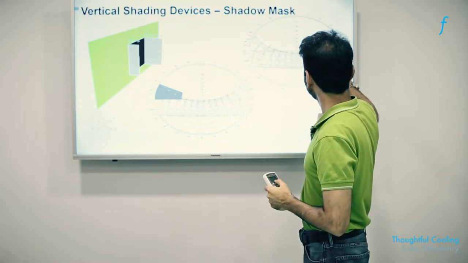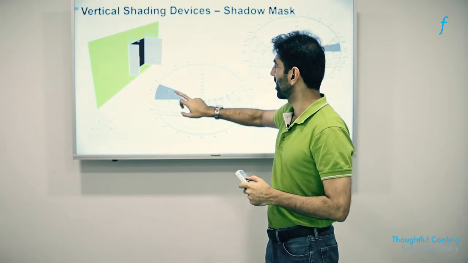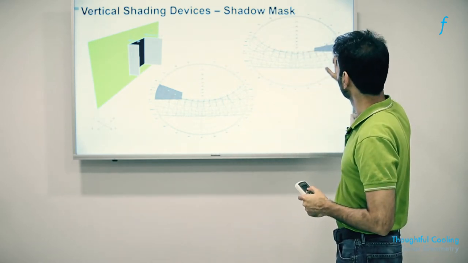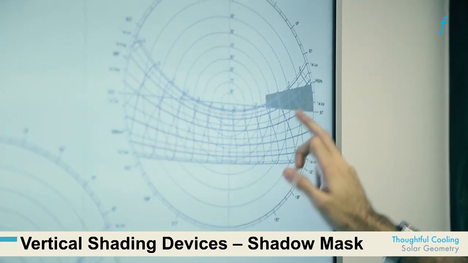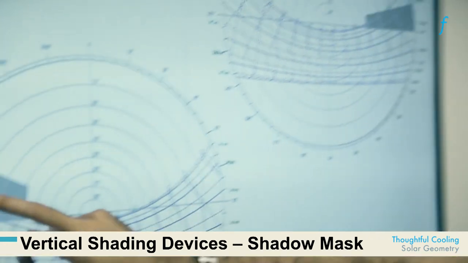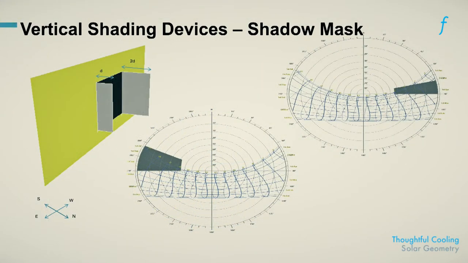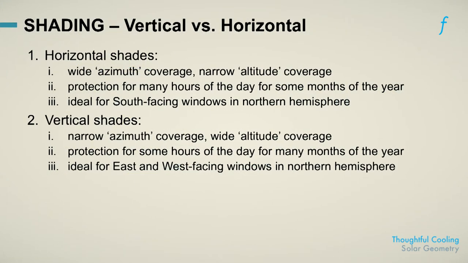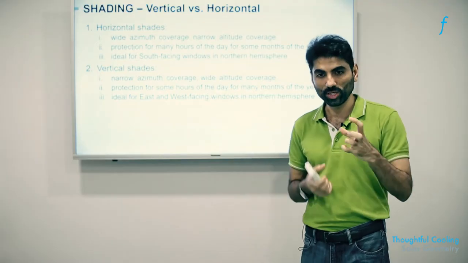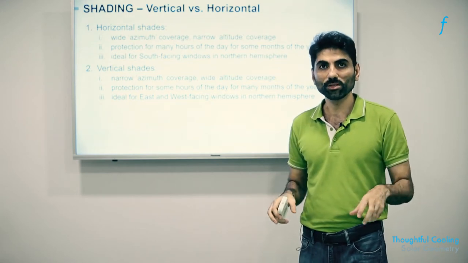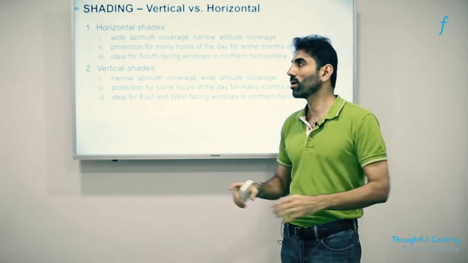Here is the azimuth coverage for this depth, here is the azimuth coverage for this depth. And as you can see, this is giving me protection from the eastern sun, this is giving me protection from the western sun. So you can see that vertical and horizontal shading devices can create shading patterns which I can piece together. It's almost like piecing together a jigsaw puzzle to get the kind of shape that I want.